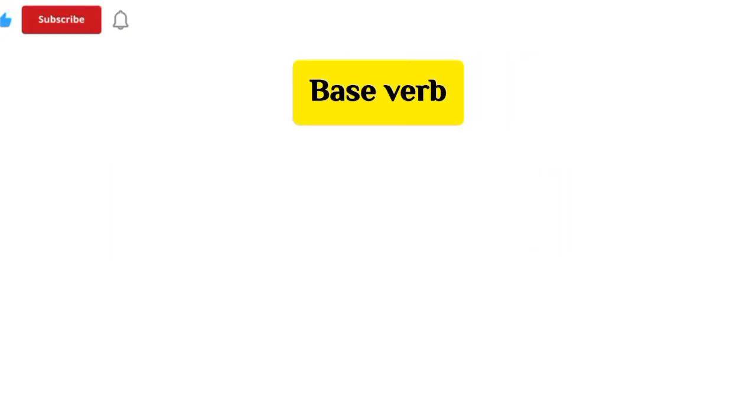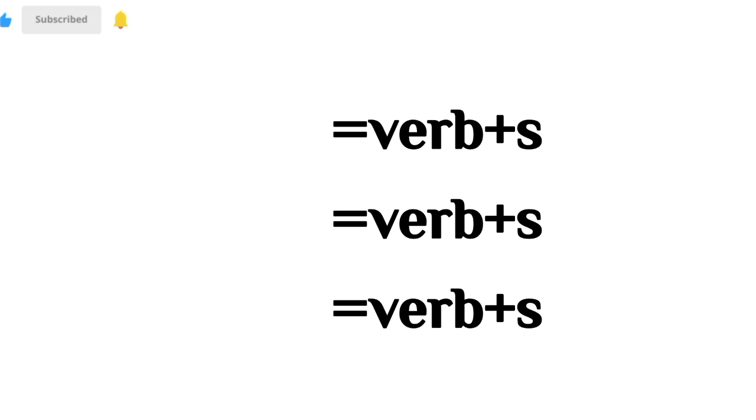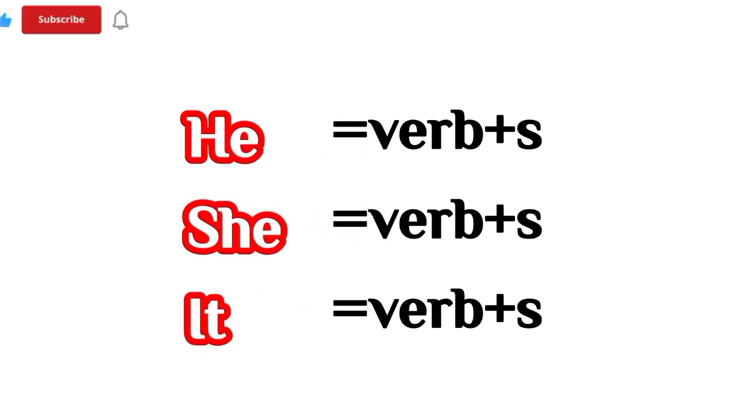We use a base verb when the subject pronoun is I, you, we, or they. We use verb plus s when the subject pronoun is he, she, or it.